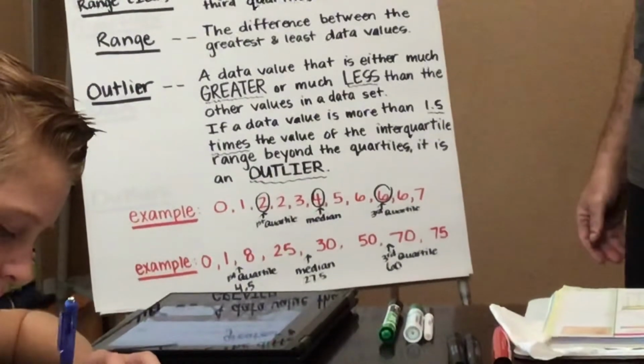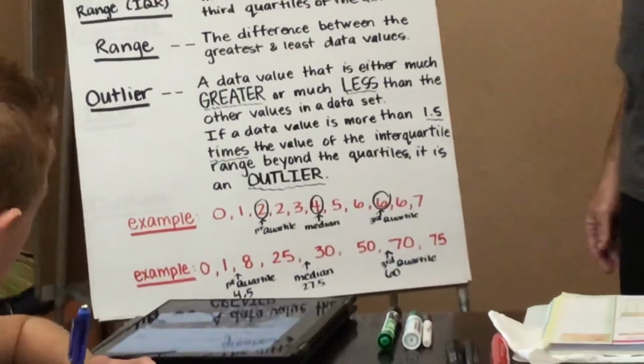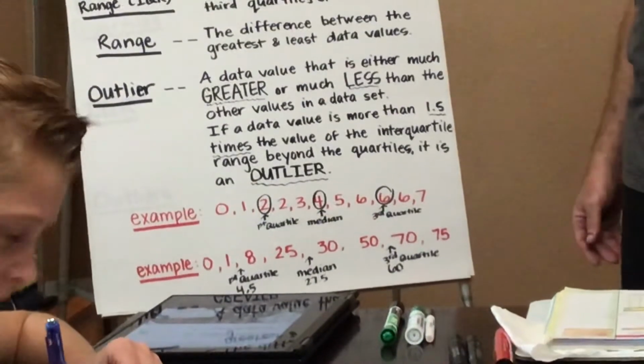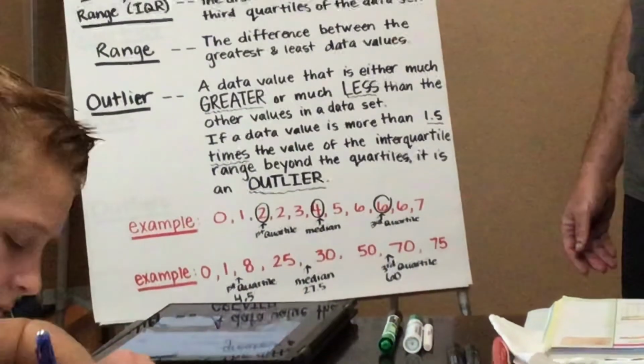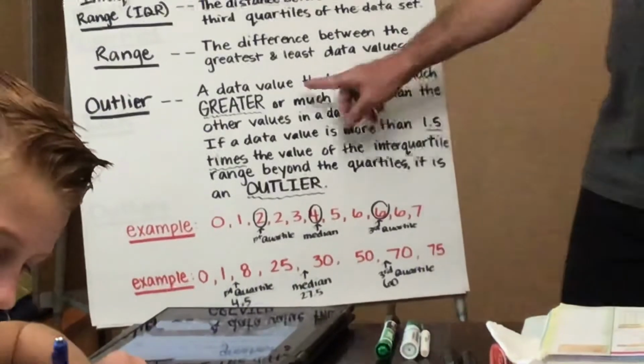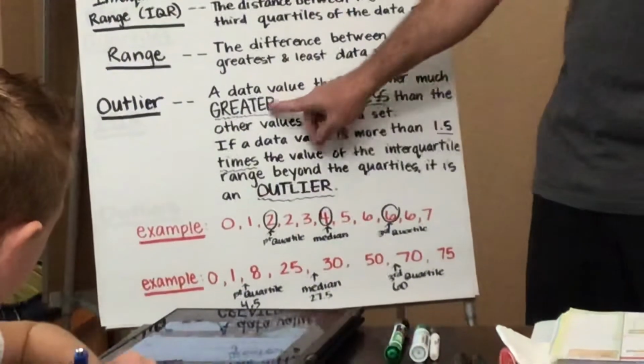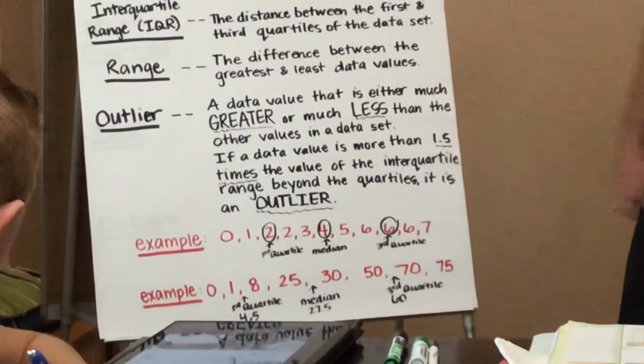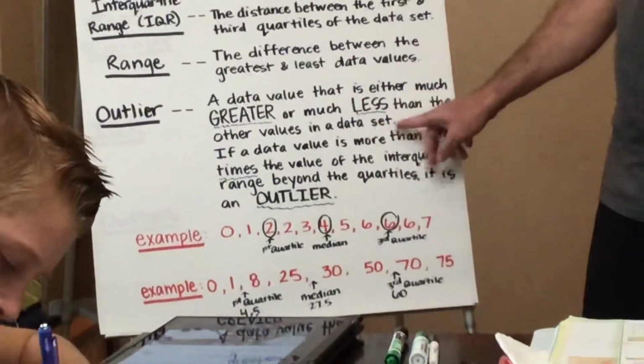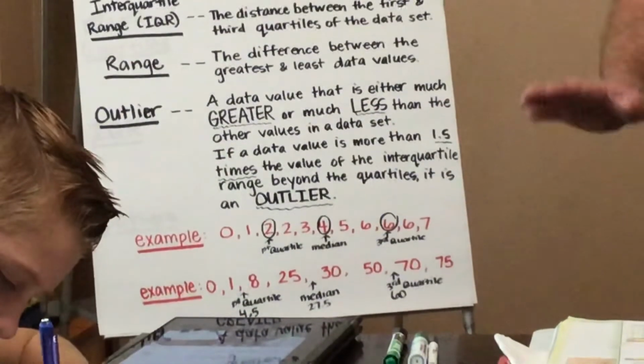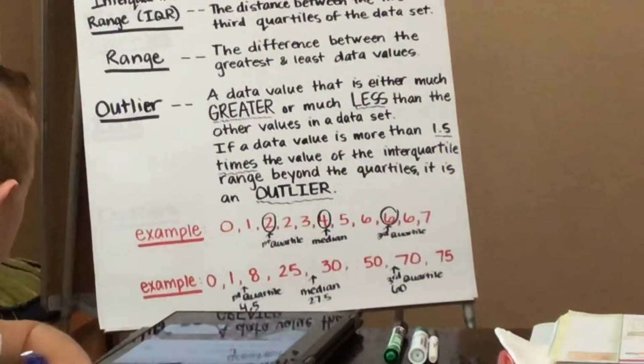Okay, wow, look at the definition on this last one. It's called an outlier. Okay? An outlier is a data value that is either much greater or much less than the other values in a data set. Now I'm going to stop right there for a second before we write the rest of it.